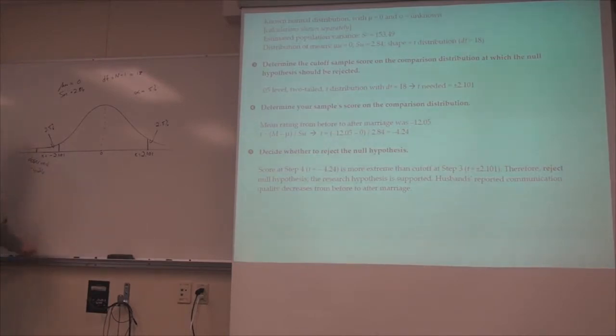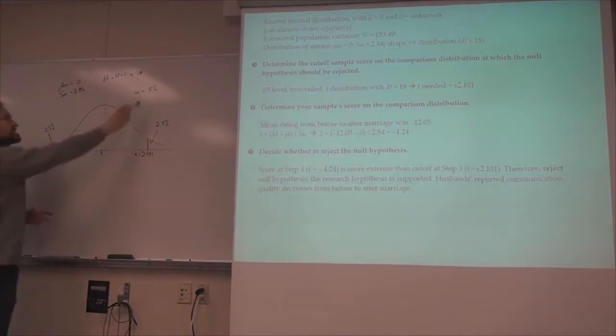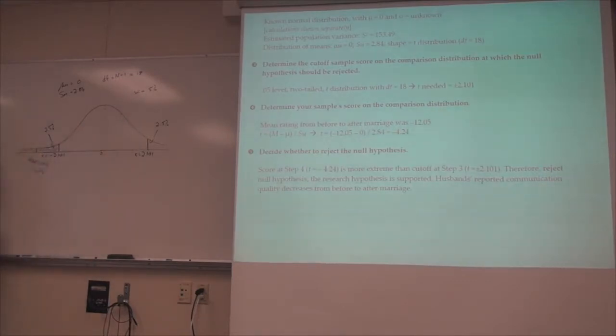It's extreme enough past the left cutoff that I can reject the null hypothesis at this significance level, probably a little more. If I was doing it in Excel, or not Excel, SPSS, it would give me the best significance level I could have chosen. So I do have a little bit of space. And I also know that the differences are extreme on the left. What does that tell me? So the differences are significantly negative.